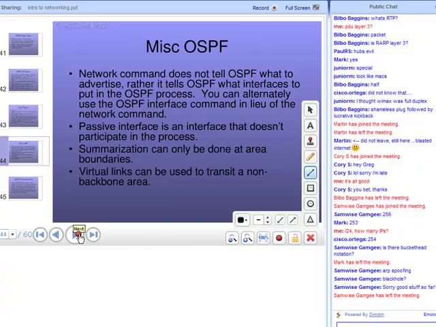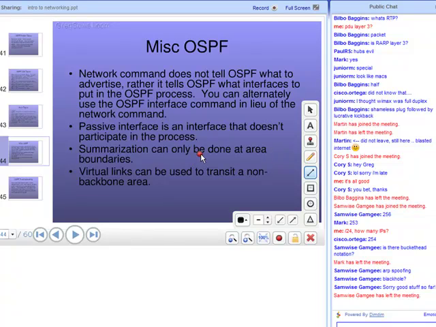Miscellaneous OSPF, let's see what we got. Network command, a lot of people think that that's used to tell a router what IP addresses to advertise and all that good stuff. What it actually does is it tells what interfaces to enter into the OSPF process. That's all it's for. It happens to also add those to the routing table. So everything else you're going to have to redistribute, which is a way to either pull statics or something like that in. Passive interface is a way to just tell an interface not to participate in OSPF.